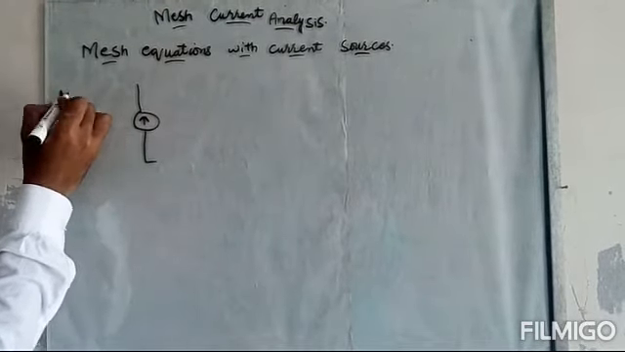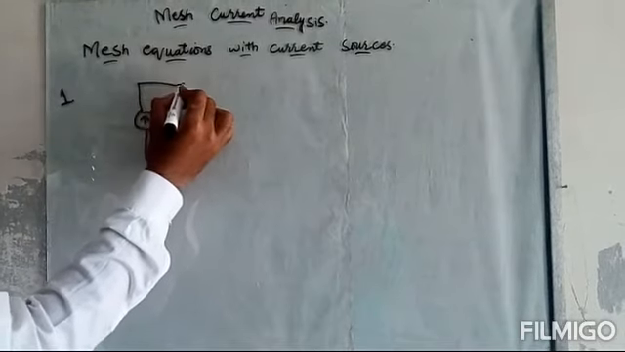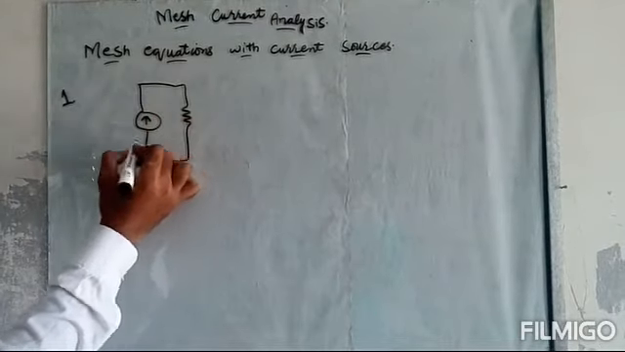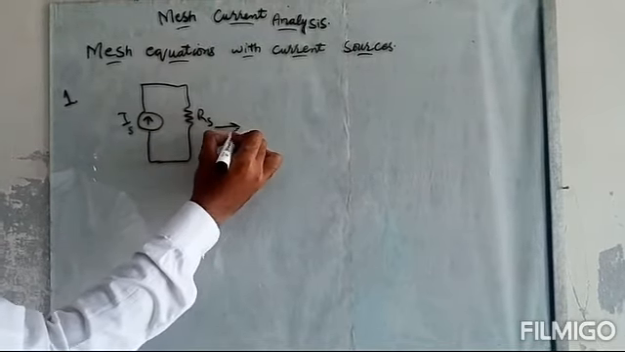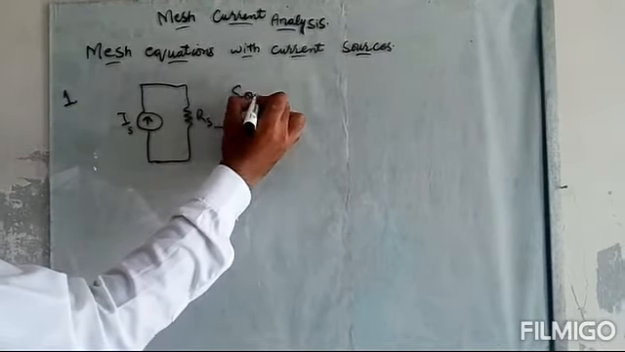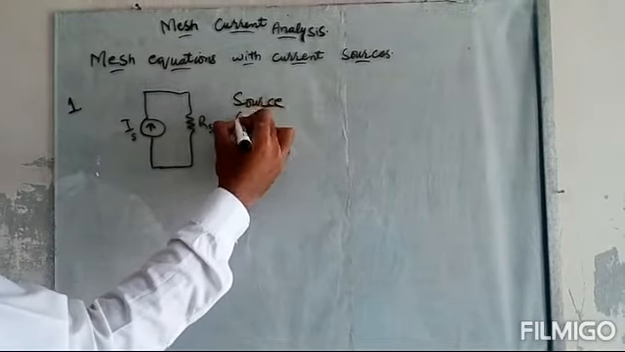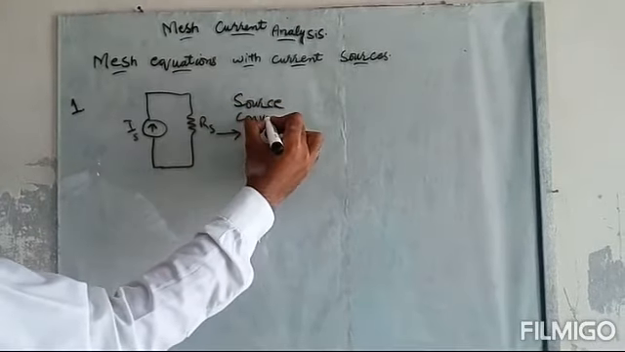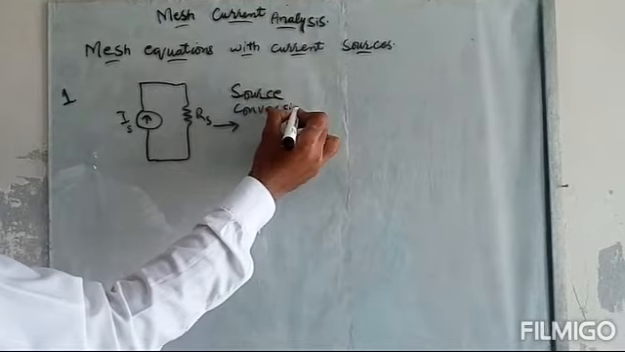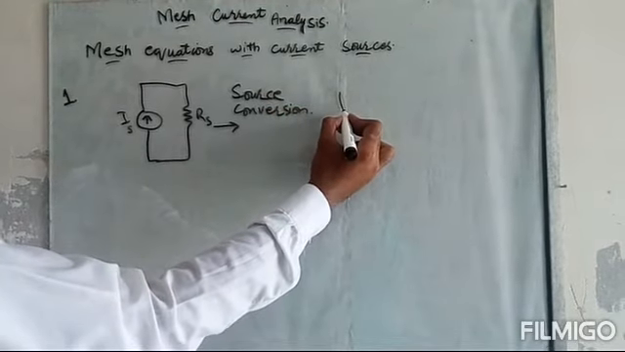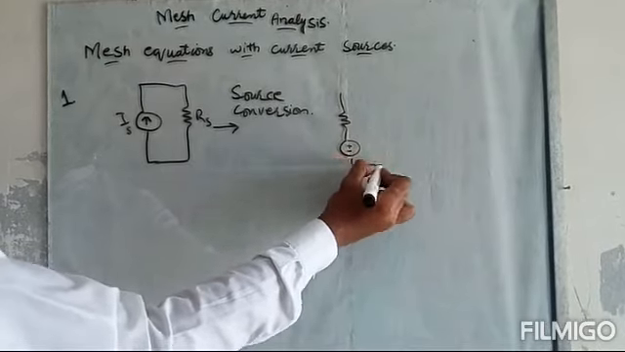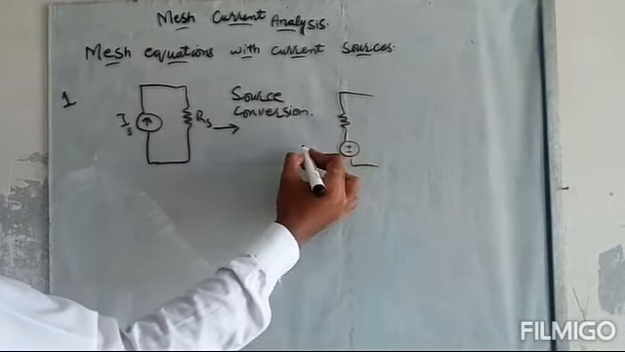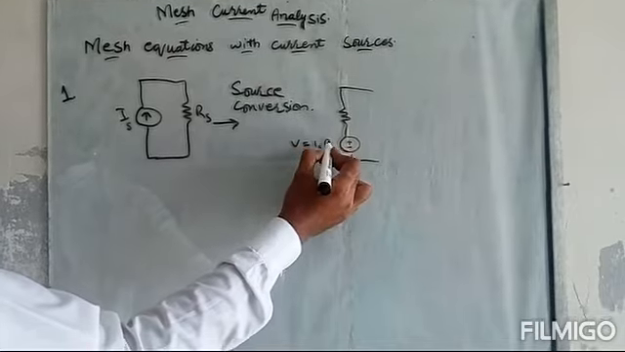First one is, if there is a current source in our circuit and there is a parallel resistance. What we can do, we can use source conversion and convert it into a voltage source with a series resistance, and the value of this voltage will be IS RS.